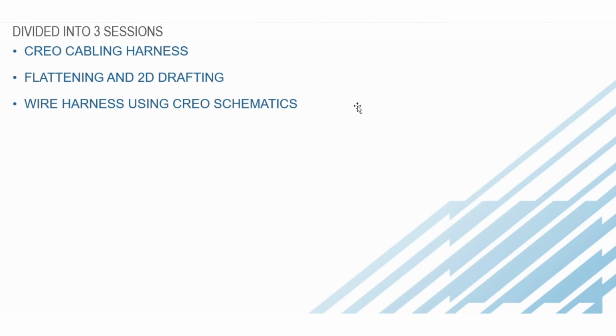Moving forward, as you know, this session was divided into 3 sessions. This is the part of 3 sessions: previously with 3D modeling of Creo Cabling, then the flattening and 2D drafting, and then this session we will be doing wire harness using Creo Schematics.